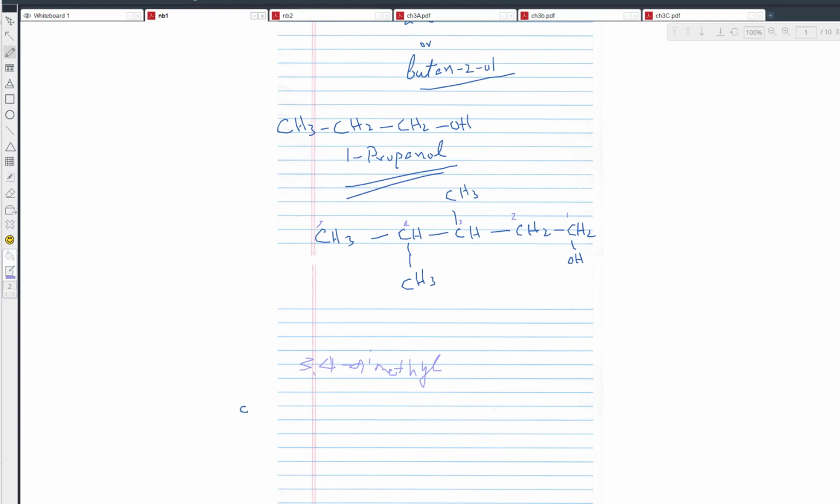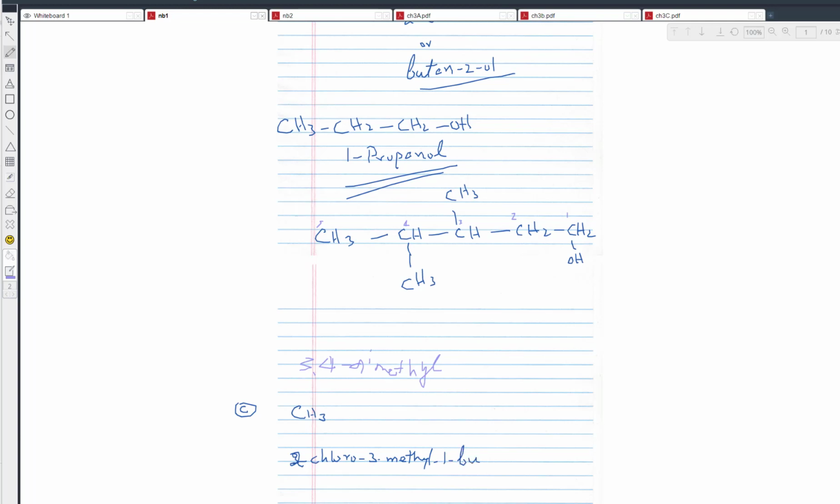All right, 3.3C. They're naming it as 2-chloro, 3-methyl, 1-butanol. How are they writing it? 2-chloro, dash 3-methyl, dash 1, dash butanol. Am I right?